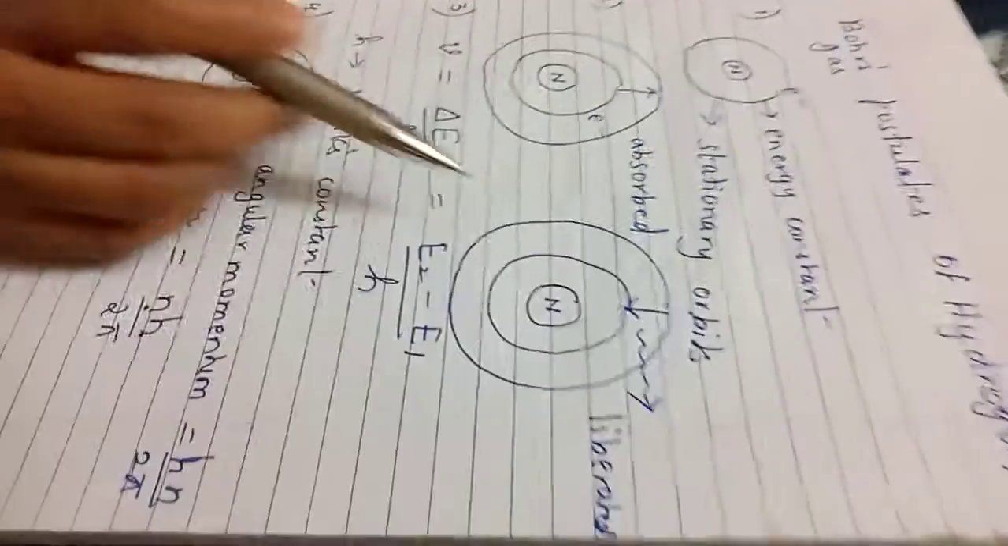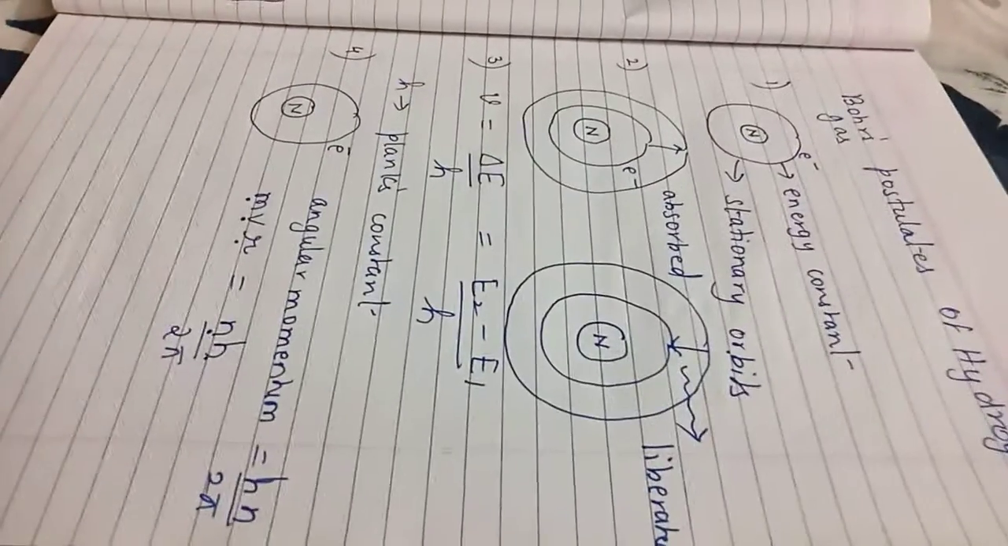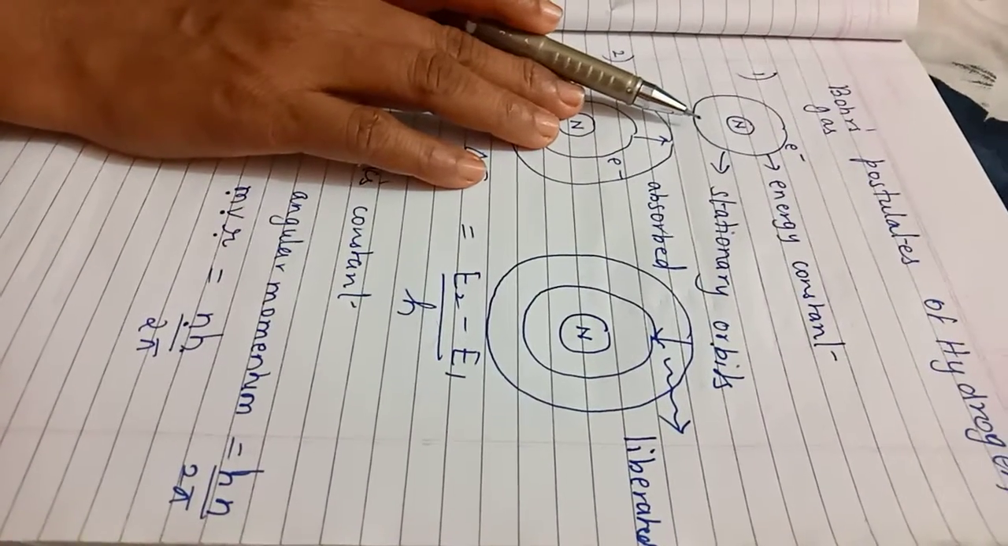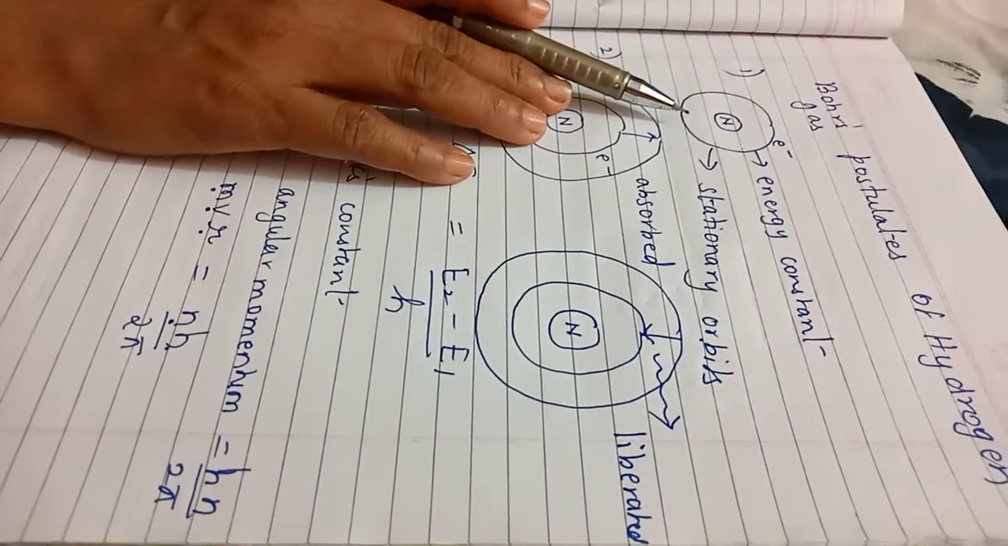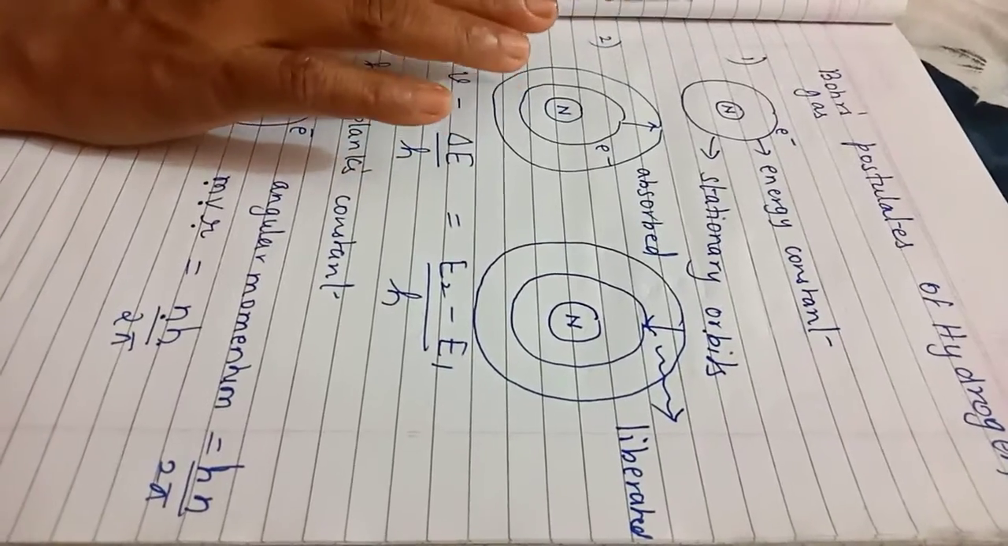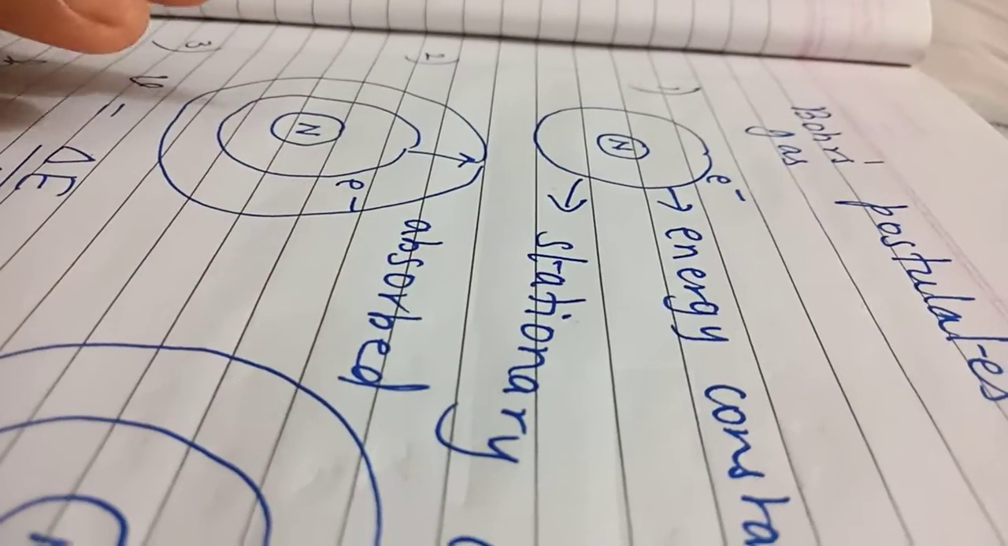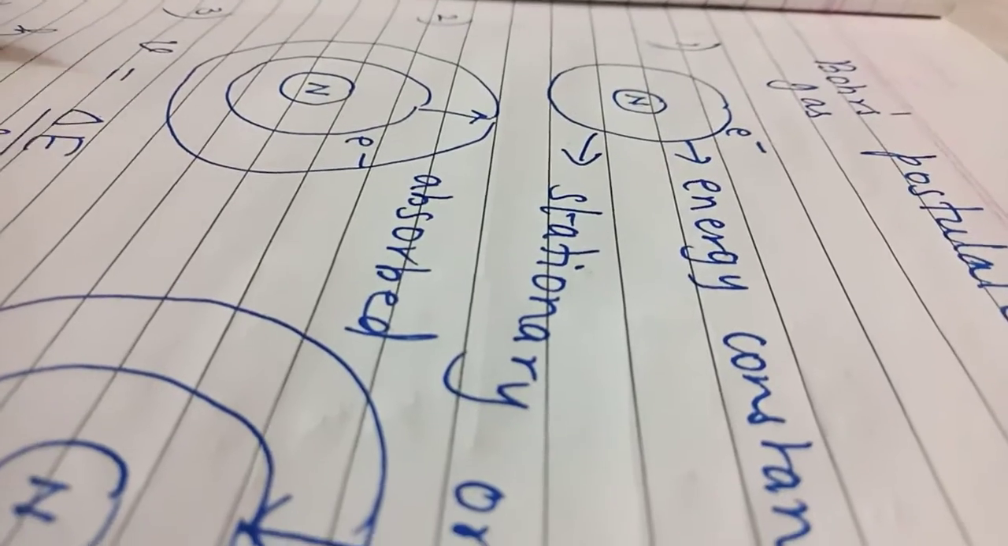I'll revise the points again and we will continue with some simple things but important. Electrons revolve around the nucleus in circular orbits. As long as the electrons revolve in these orbits, they neither absorb energy nor radiate energy, and hence the energy is constant. The orbits are called stationary orbits.